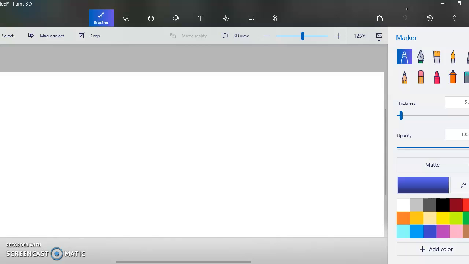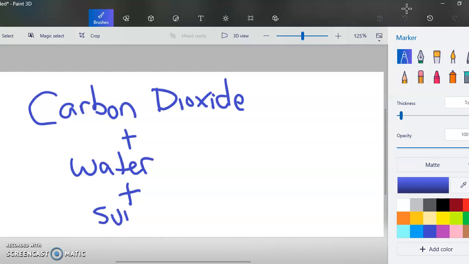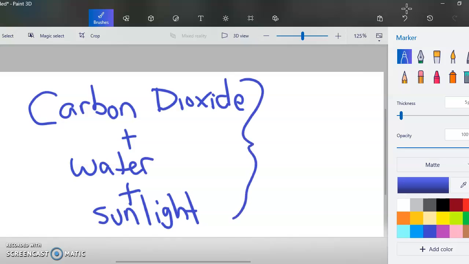So if we think about this, plants need carbon dioxide, right? So I'm going to write this all out in words. Plants need carbon dioxide. Plants need water. Plants need sunlight, right? Okay. And when they take these things, plants make, as a waste product, oxygen. Oops, we said we were going to write it out, right? So let me go back. Oxygen.